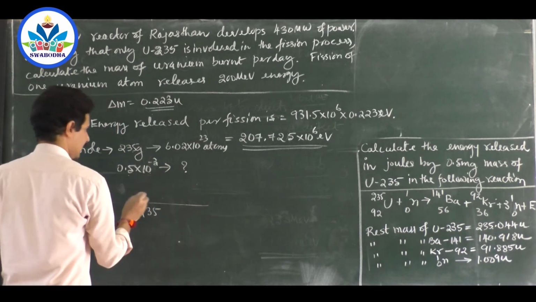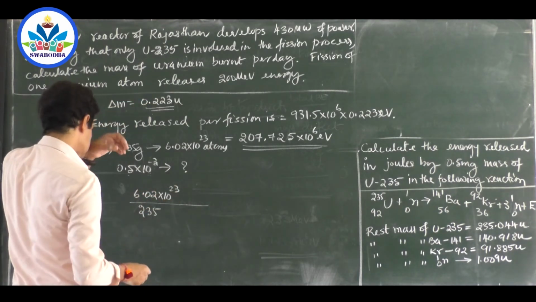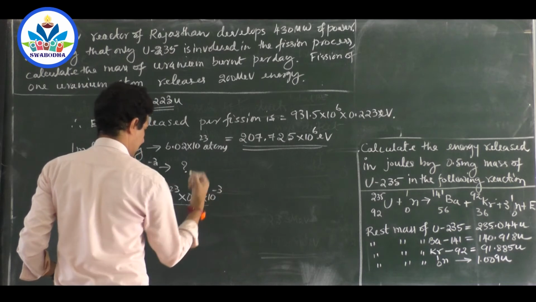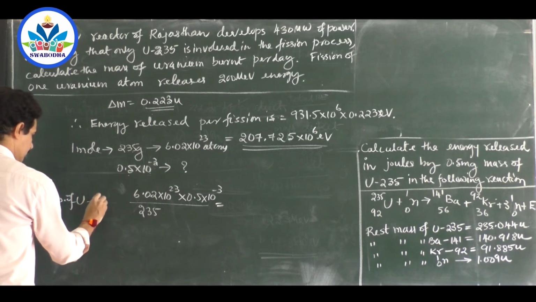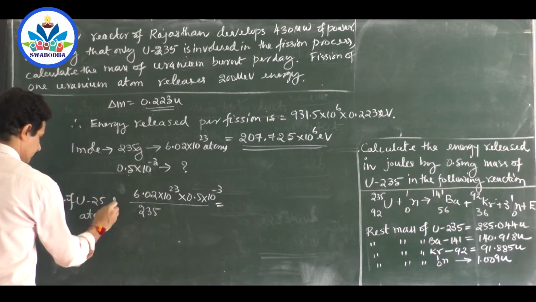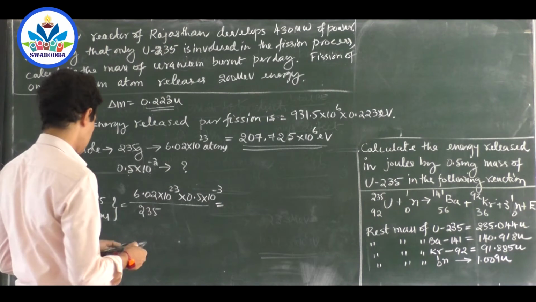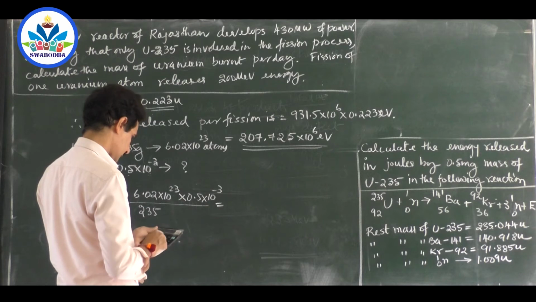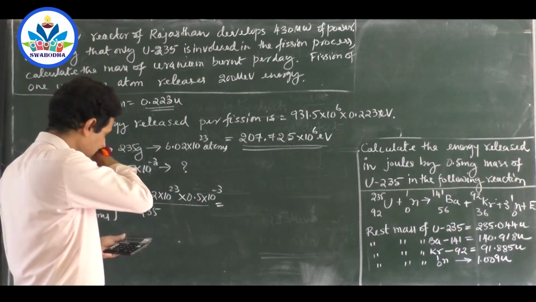235 gram contains Avogadro number of atoms, and 0.5 milligram contains how many atoms? So the number of uranium 235 atoms is what I am calculating. Number of uranium atoms is 6.02 into 0.5 divided by 235. 6.02 into 0.5 divided by 235.